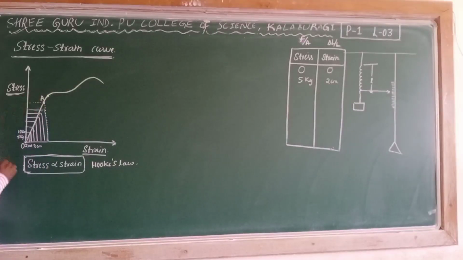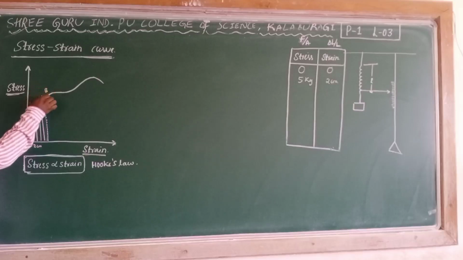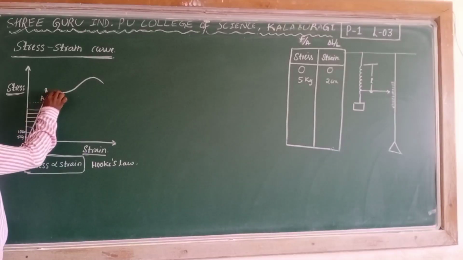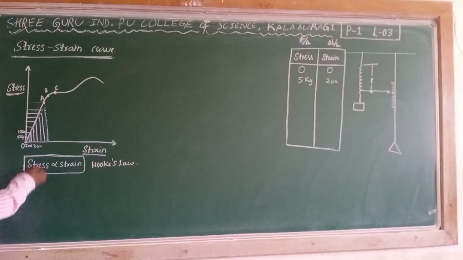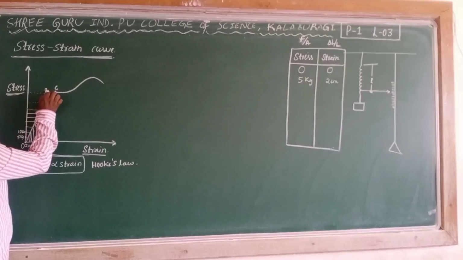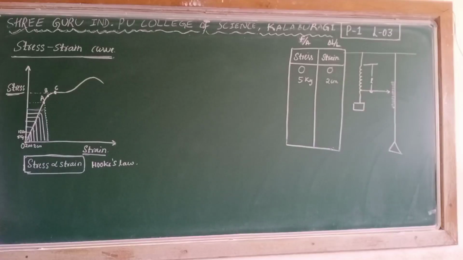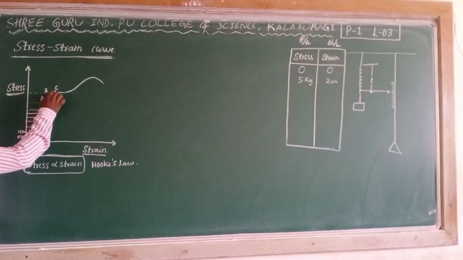Up to this point the body is still going to regain its original position. Beyond this point B, let us consider a C point. At this region if we apply a stress, it is going to change into plasticity. This change into plasticity we call the permanent set.